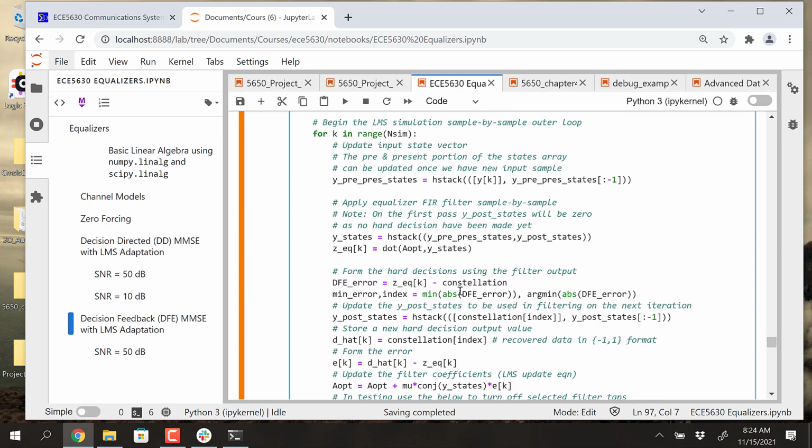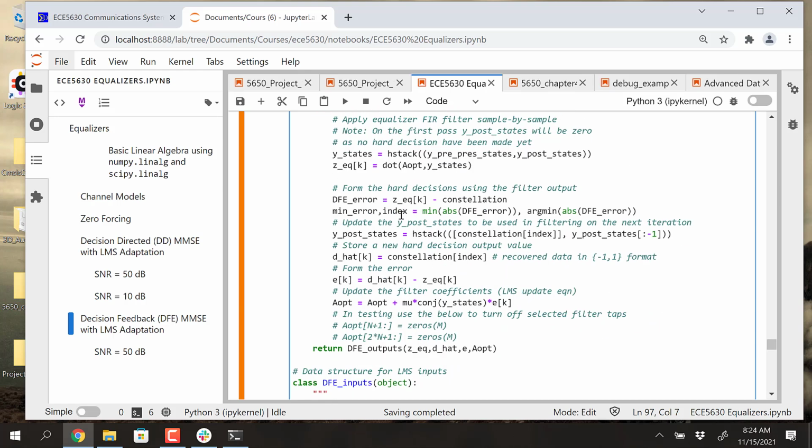So now the next thing I do is I make my decision. I'm working my way down the block diagram where I'm going to make a decision, and that's what this business is in here. It's taking the input sample coming out of the equalizer, and it's subtracting the constellation from it, which happens to be an array. So it's going to get the difference between what I just saw and what the possible constellation values are. And then I do this function where I'm finding the minimum of the absolute error and the arg minimum of the absolute error. And I think I put that in there to handle a special case.